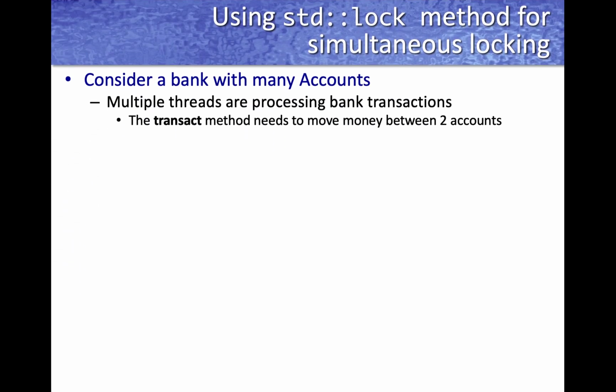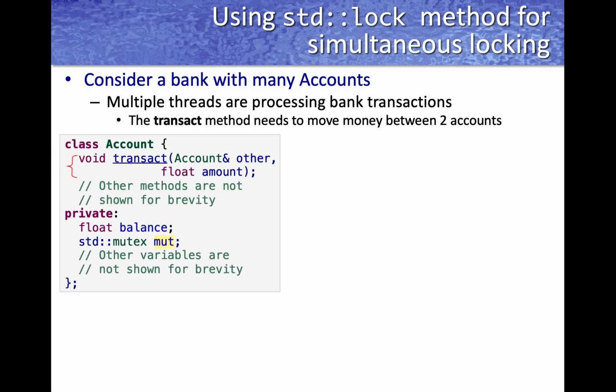So let's look at an example. Consider we have a bank with many bank accounts and multiple threads are processing some transactions, and we're going to have a transact method that needs to move money between two bank accounts. Notice that here the key operation involves two bank accounts. So let's look at the code. Each bank account has its own mutex. We looked at this example earlier.